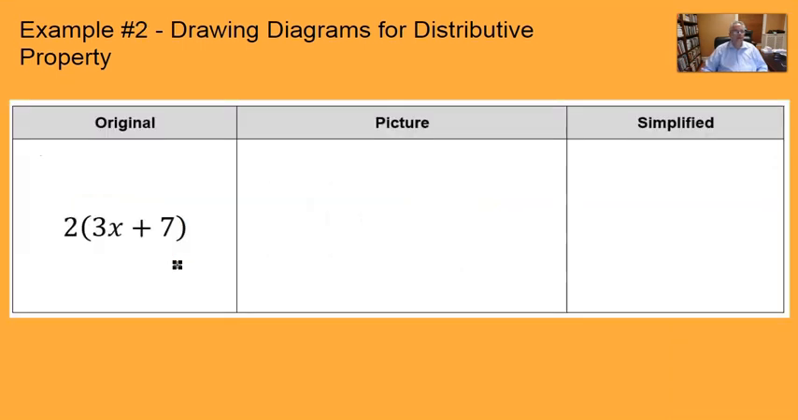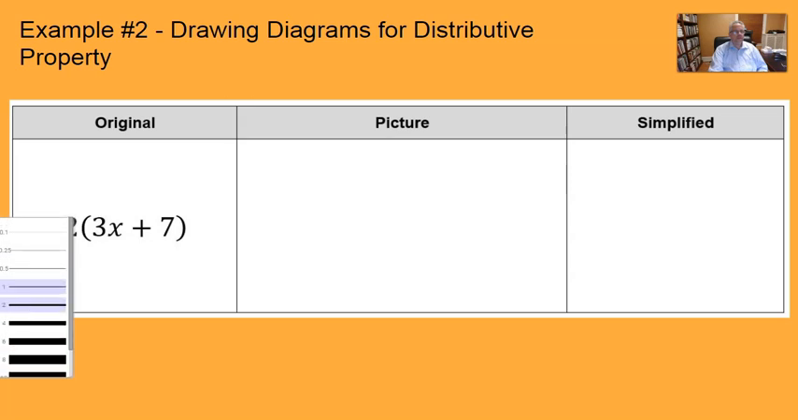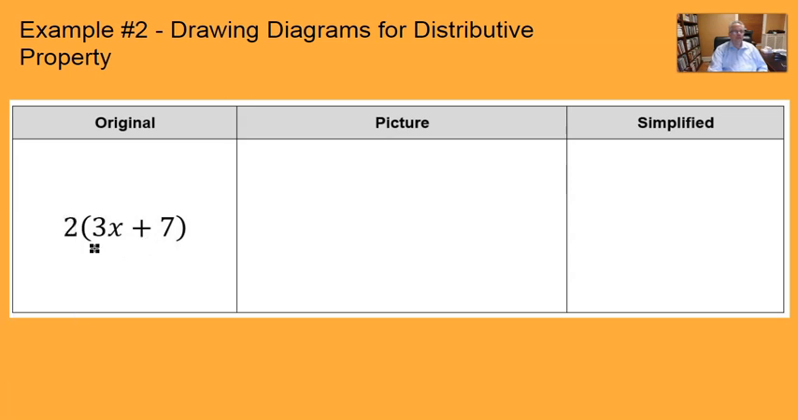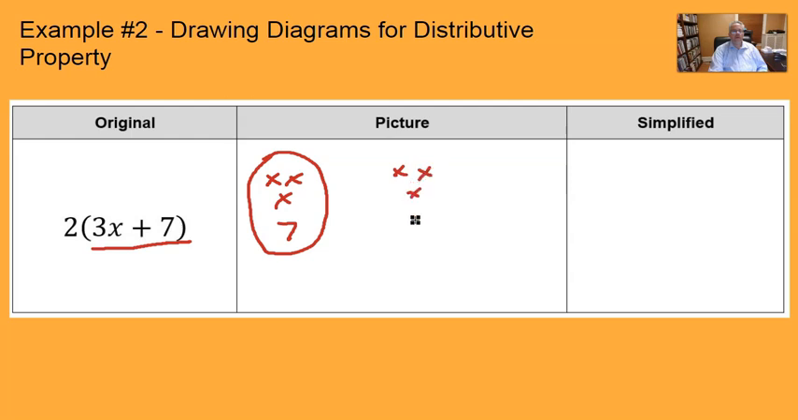Okay, so here we're kind of on our own. We're starting with this expression here: 2 times the quantity 3x plus 7. It's like we have 2 of those. So I'm going to put 3 x's and a 7. That's the first group, right? 3 x's and a 7. And I'm going to put 3 x's and a 7 over here.